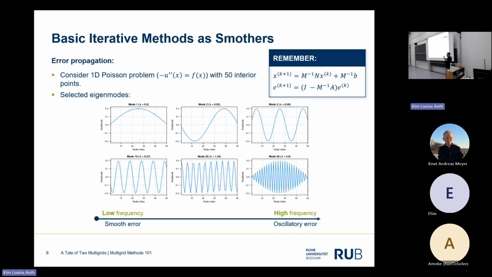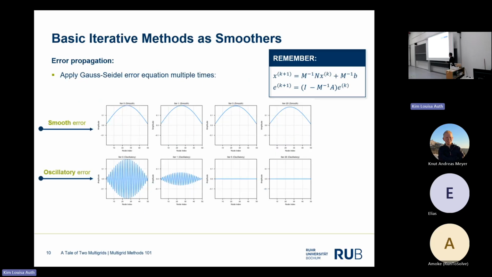Since this is a spectrum, we don't need all these eigenmodes. We just need the first eigenmode and the last eigenmode, where the first eigenmode will be the representative for the smooth errors, and the last eigenmode will be the representative for the oscillatory errors. After that, we take these error modes and plug them back into our error equation, which is in the top right corner, and we run these iterations multiple times, and we can see that oscillatory errors are quickly attenuated after a few iterations. However, smooth errors persist in the system and are not attenuated.